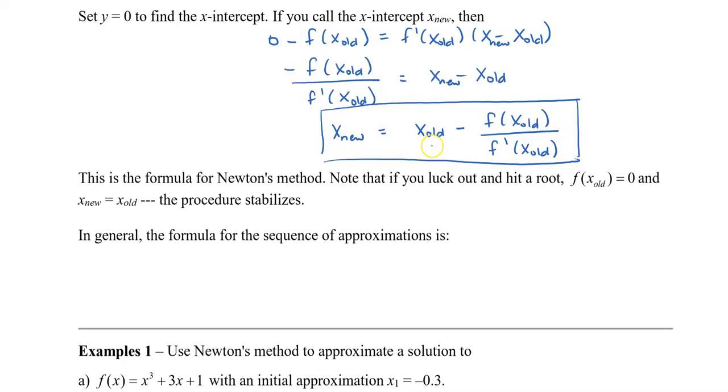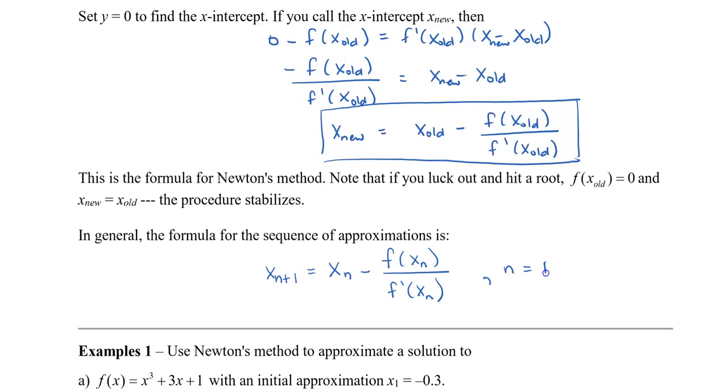Okay. So in general, the formula for the sequence of approximations is, now instead of using all this informal new and old notation, we can say that the original was x sub n, and then the new value that I want will be one more than that. So I'm going to call it x sub n plus 1, minus, now notice all of these are old values, f of x sub n divided by f prime of x sub n.